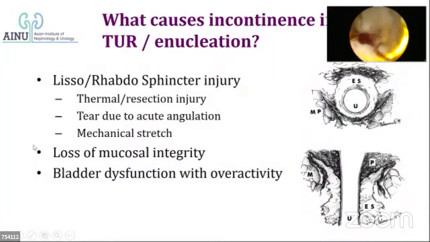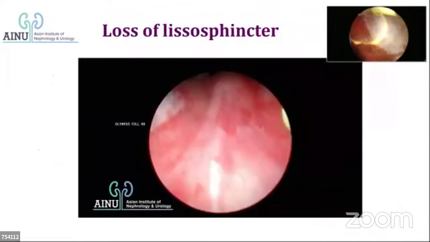Looking at what causes incontinence in TUR enucleation: it is a lissosphincter or a rhabdosphincter injury. Rhabdosphincter injury is very uncommon with TURP. Causes include thermal or resection injury of the lissosphincter, tear during acute angulation of the lissosphincter, and mechanical stretch, especially during enucleation, which can damage the lissosphincter and cause incontinence in the post-TUR scenario. Loss of mucosal integrity usually heals very fast, so that is not a cause of incontinence for a longer period of time. Bladder dysfunction with overactivity is a different situation, which we are not talking about. We are talking about the technical part only.